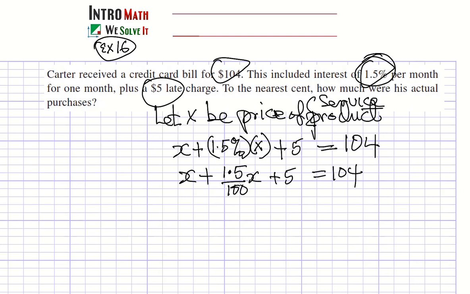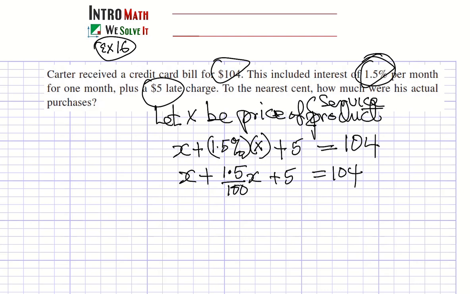Because anything percent, if it's 2.5%, it's 2.5 over 100. You can see that, right? See, that's why I like to leave it over 100. That way, there's no confusion. You see.